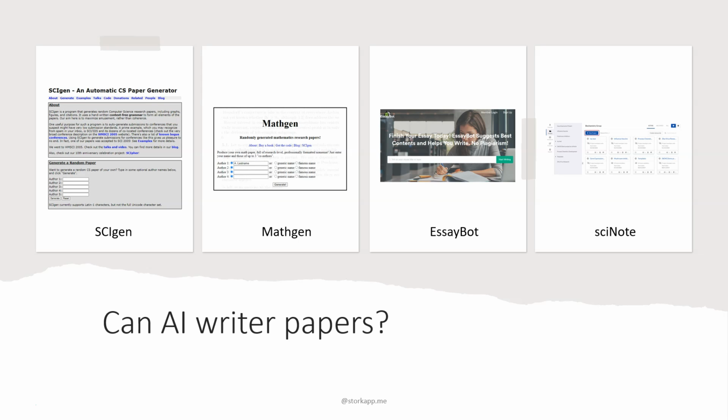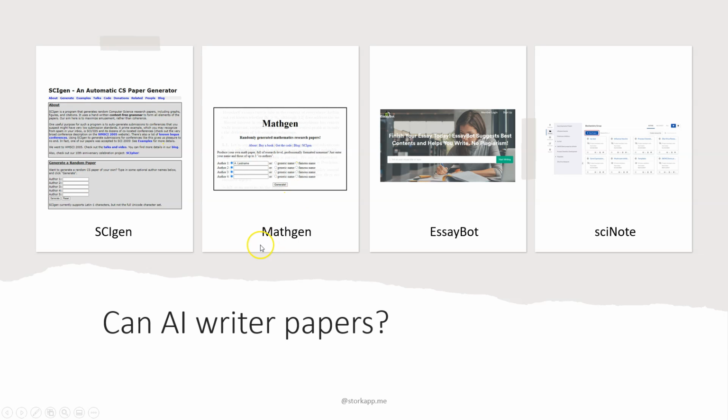But actually, as early as 2005, there is a website called SCIGene under MIT's website. It can generate a full paper in the field of computer science. But the paper is random because what you input here is only your author name. You do not enter a topic, so it is a random paper. The quality is actually good. Some people use the paper to submit to conferences and get accepted.